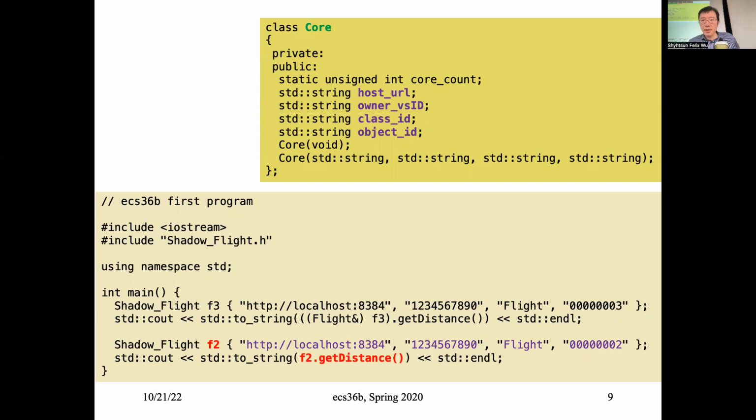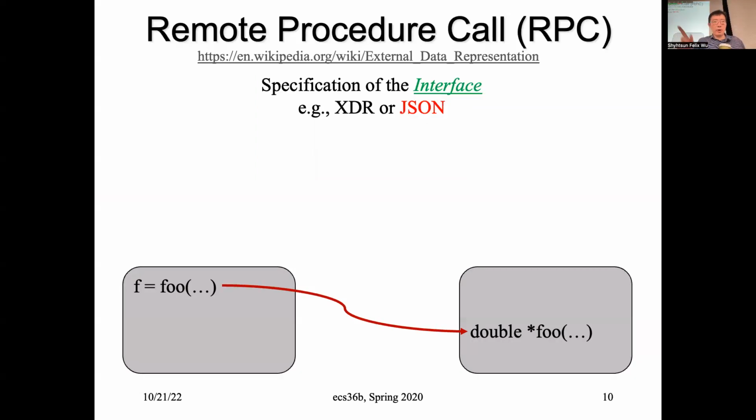Let me use this example. Let me just, should I jump to that? Okay, no, I think I will skip this. I will come back later. Okay, so we're talking about remote procedure call. I'm going to first discuss how to do remote procedure call.